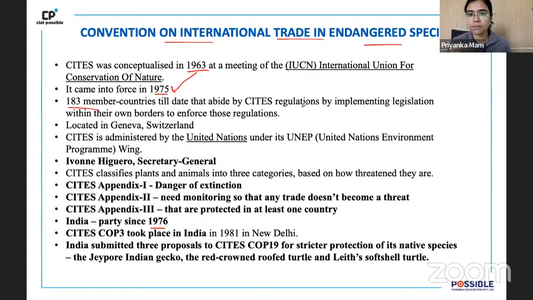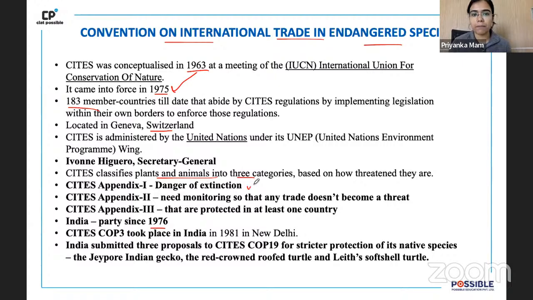So what they do is, much like IUCN, that is also categorizing a lot of species into different headings like critically endangered, extinct, so on and so forth. This particular convention, the secretariat is located in Geneva, Switzerland. What it does is it classifies these plants and animals into three categories.